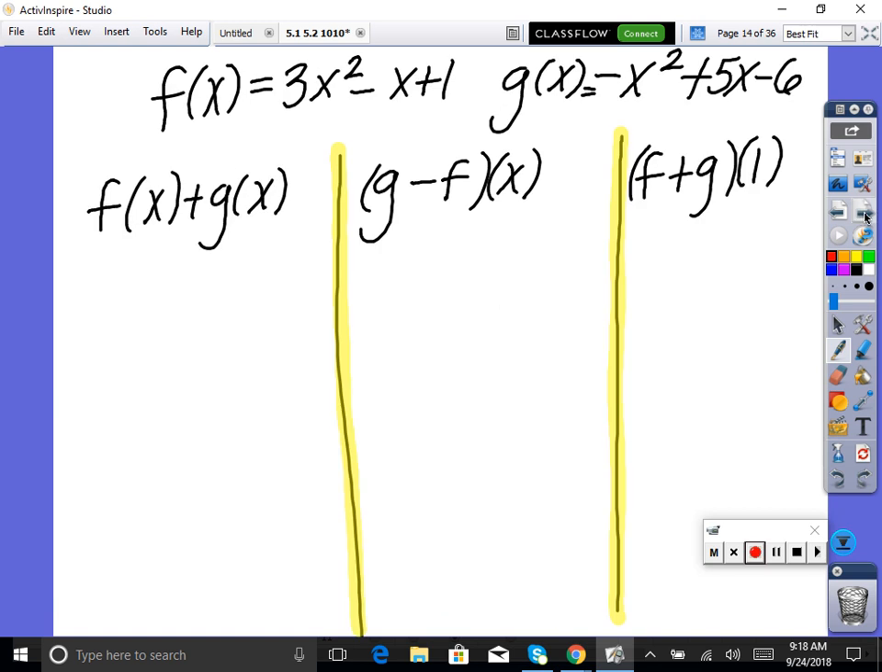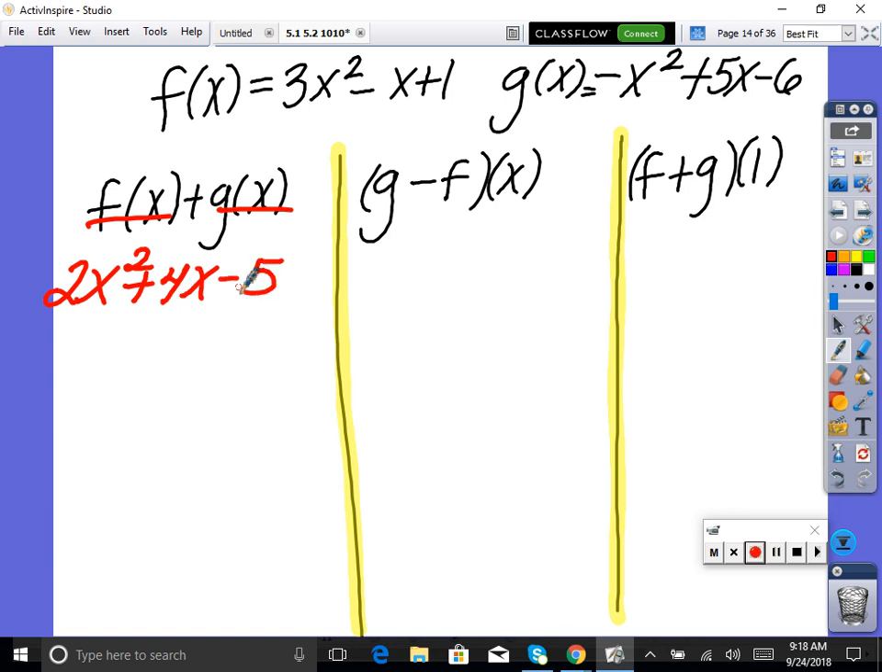All right, so let's see if we can do this one quickly. What's f of x plus g of x? That one's easy. We don't need parentheses, so let's do it in our head. 3x squared plus negative 1x squared, 2x squared, okay? And then negative x plus 5x, plus 4x, and then 1 minus 6, negative 5. That one was easy.